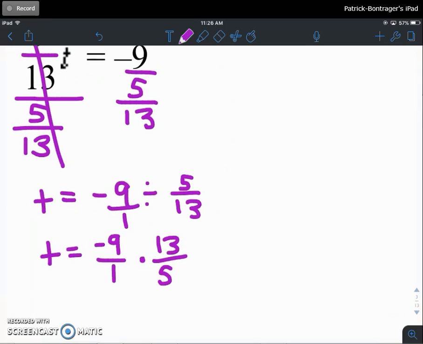And 9 times 13, I need to do it on the side of my paper. You might know it in your head. 9 times 3 is 27. 9, 10, 11, 117. So I get -117 over 5.